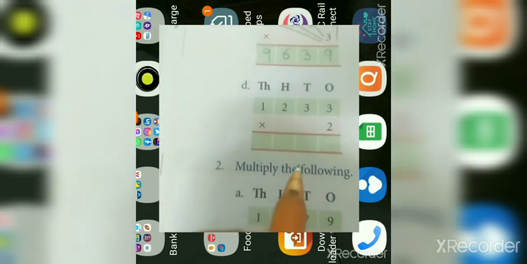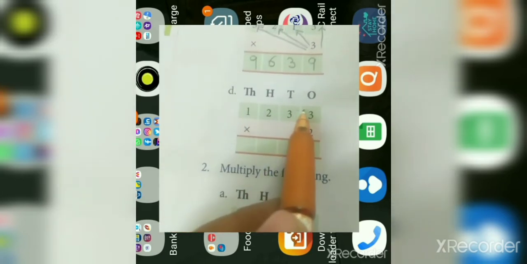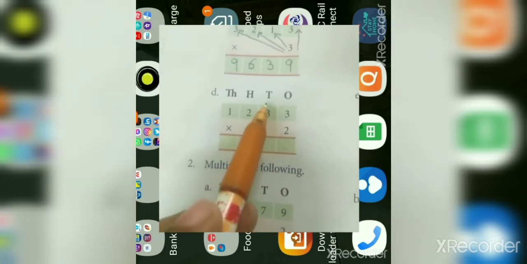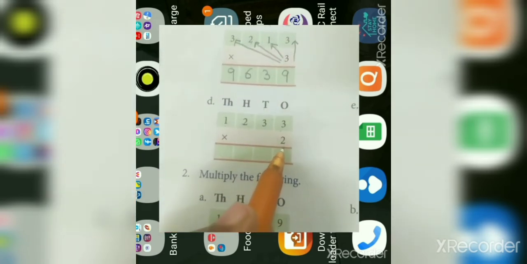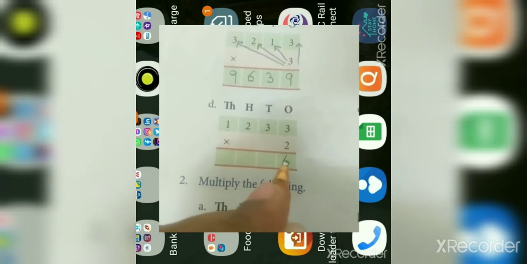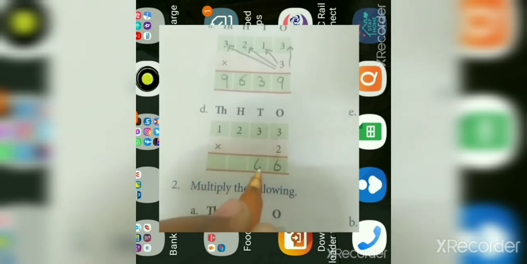Now come to problem D. 1233. So in the ones place 3 is there. In the tens place 3 is there. In the hundreds place 2 is there. In the thousands place 1 is there. So we have to multiply it by 2. So start from the ones place. 2 3s are 6.